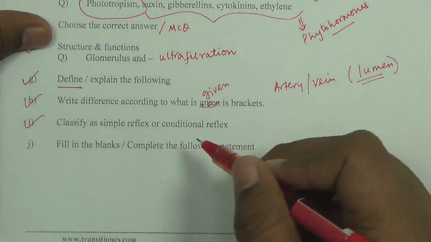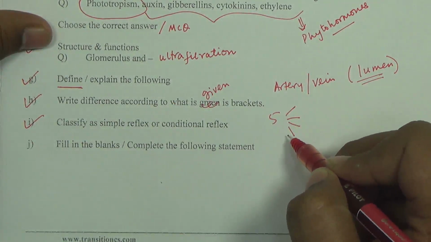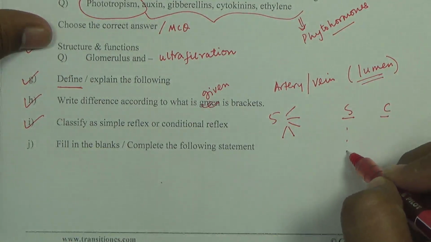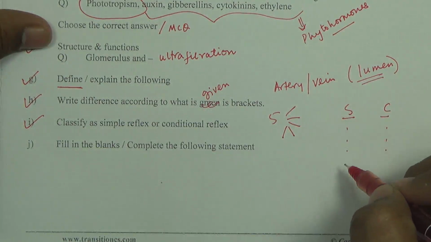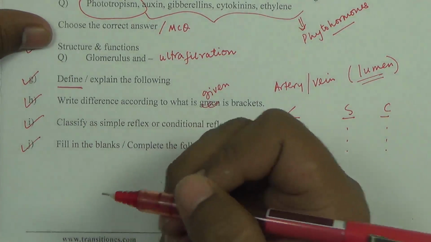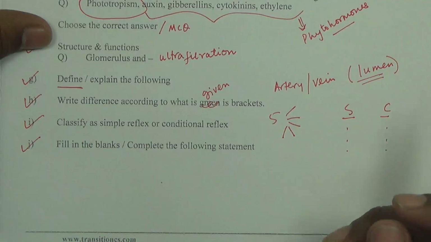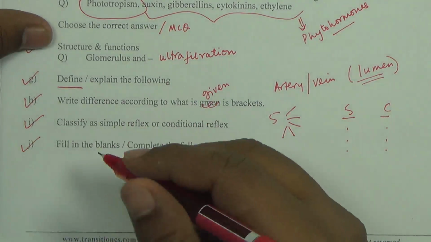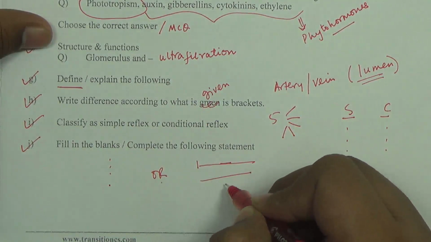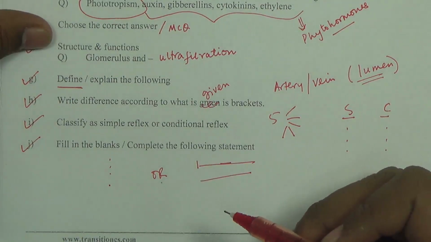Next is classify as simple reflex or conditioned reflex. They might give you 5 events, and out of the 5 events you have to classify them as simple reflex and conditioned reflex. So you have to jot down the simple reflex actions and conditioned reflex actions. Last, not the last one, but last one of the page. Fill in the blanks and complete the following statement. They can give you 5 fill in the blanks, or one whole paragraph in which there will be 5 blanks and you have to fill those blanks. In a similar way, they can ask you to complete the following statement as well.